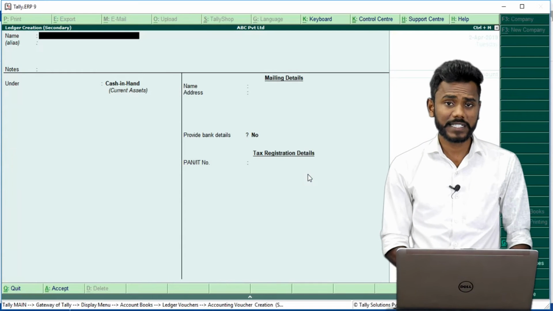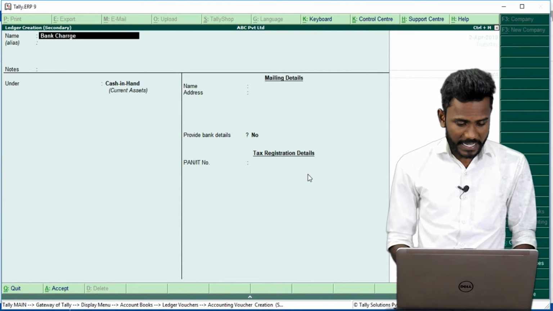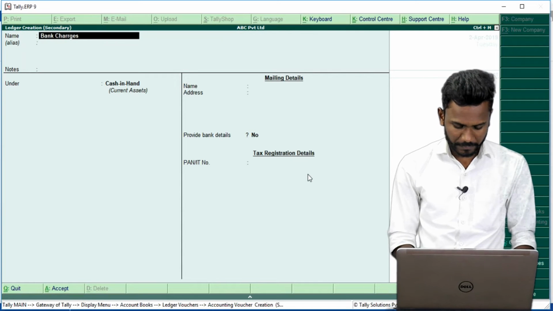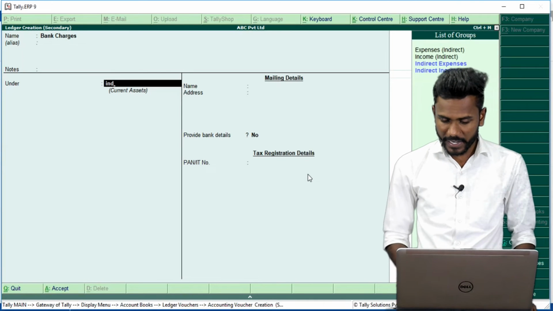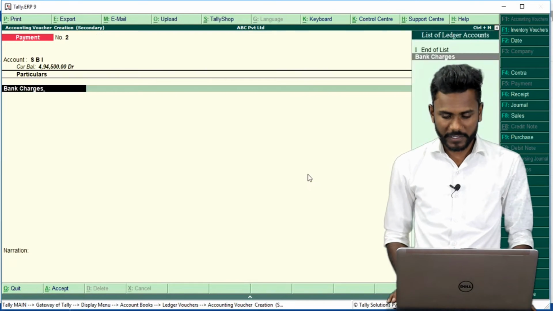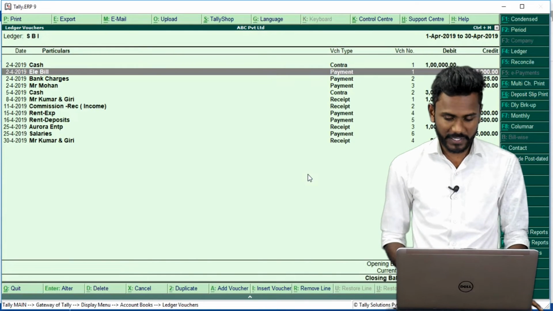If the ledger is not created, press Alt C, and the bank charges come under indirect expenses. Yes. So now we are going to add 25 rupees as the bank charge. Yes, the transaction was recorded.